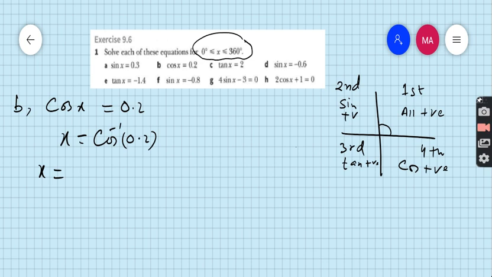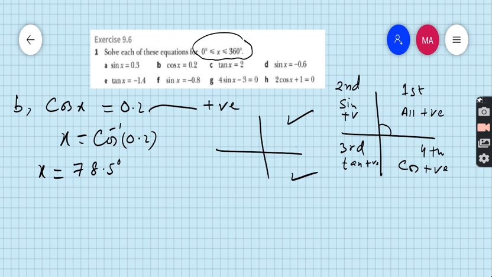So the first value is, with the help of calculator, 78.5. But in how many quadrants is the value of cos positive? Because 0.2 is positive. So there are two quadrants where cos is positive, first and fourth. The first quadrant is from 0 to 90 degrees. Our answer is 78.5. This is acceptable.